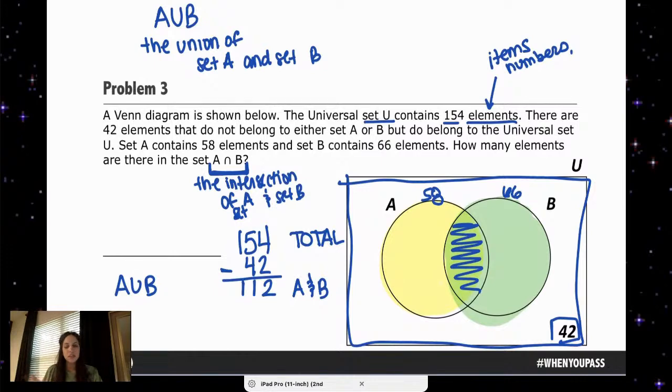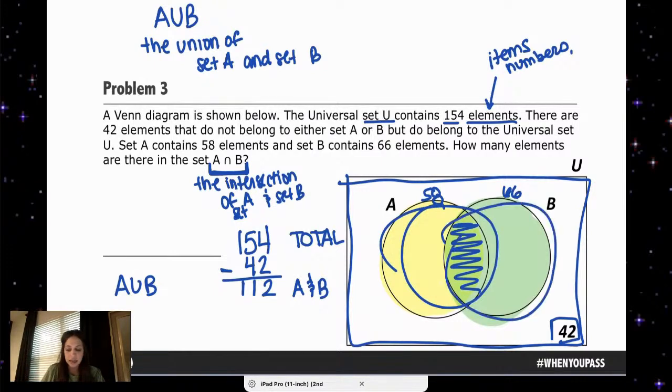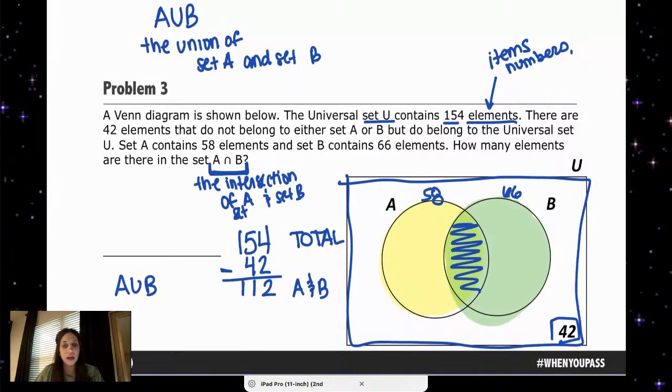And you're like, Amy, that's so easy. You got 58 here, you got 66 here, just figure it out. Because 58 plus 66, if I pull out my handy dandy calculator, 58 plus 66 does not equal 112. So you're like, wait a minute, why is that? Why does this equal 124, but this equal 112?